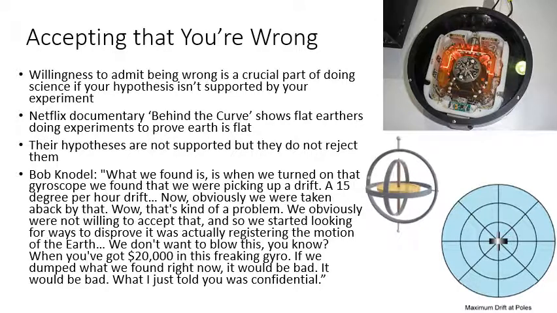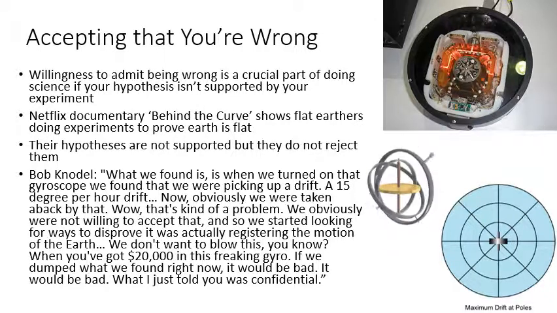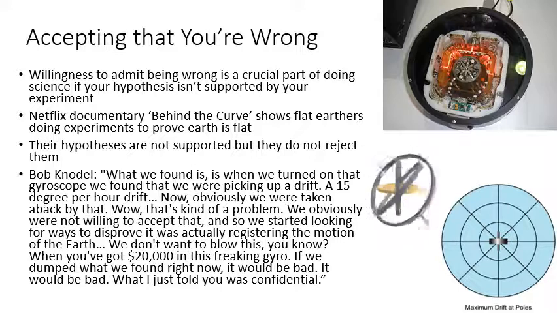He said, quote, "What we found is when we turned on that gyroscope, we found that we were picking up a drift, a 15 degree per hour drift. Now, obviously we were taken aback by that. Wow, that's kind of a problem. We obviously were not willing to accept that, and so we started looking for ways to disprove it was actually registering the motion of the Earth. We don't want to blow this, when you've got $20,000 in this freaking gyro. If we dumped what we found right now, it would be bad. It would be bad. What I just told you was confidential."